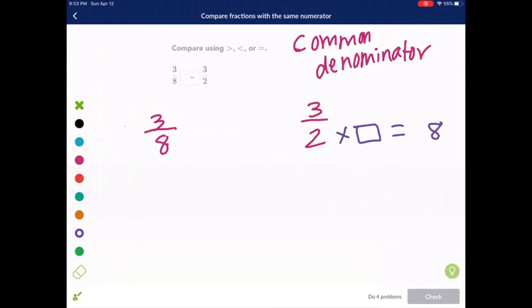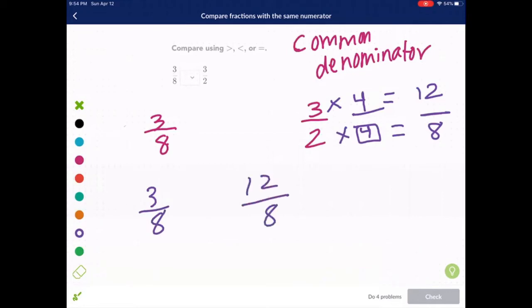The answer is 4. So we all knew that, right? So 2 times 4 equals 8. And so whatever I do down here to this number, I have to do to the top number. So I'm going to do 3 times 4 equals what, everybody? Give you a second to say it. 12. Good. Okay. So if we have 3/8 and we have 12/8, which one is bigger? Which one has the bigger number on top? 12/8. So inside of there, we're going to write less than.